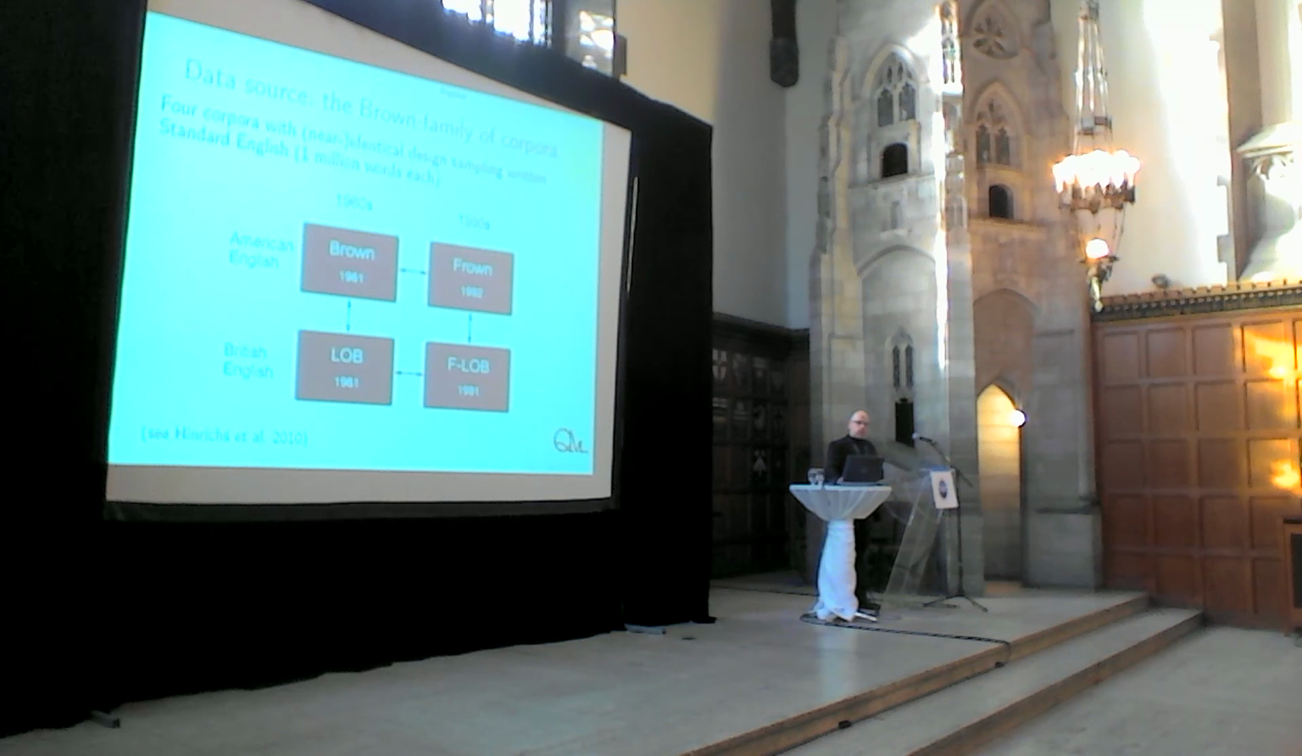And the data source we draw on is the Brown family of corpora, a well-known corpus resource, which represents at least 3 lectal dimensions: real-time, 1960s versus 1990s, regional variation, American English versus British English, and there's also register variation in there because the corpora sample both informational registers, such as newspaper prose, and imaginative registers, such as fiction.